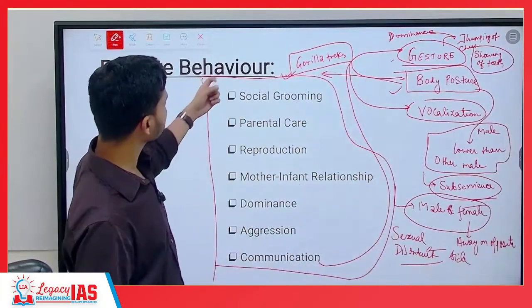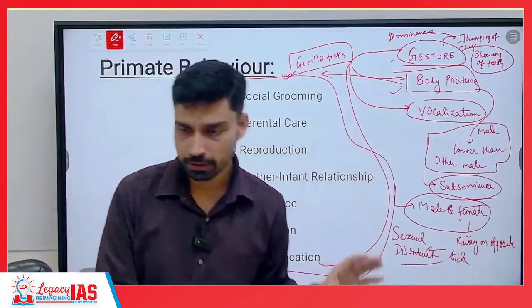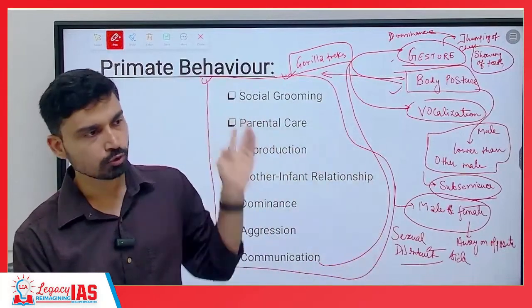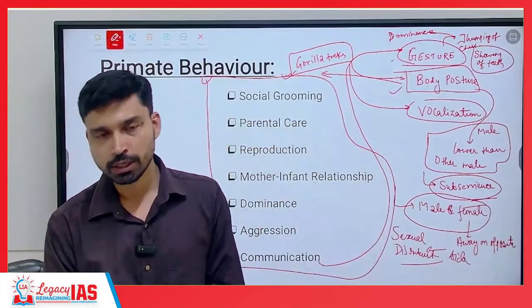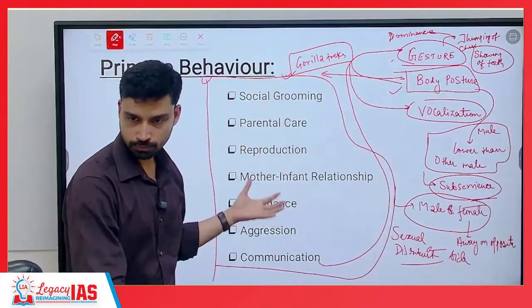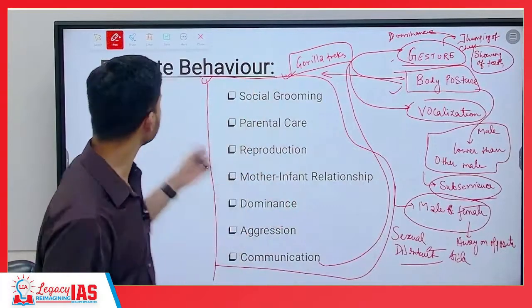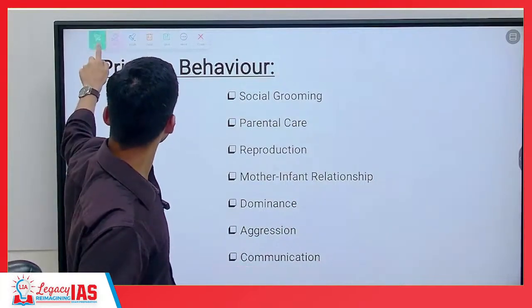Next week I will share the document with you where the behavior of all the 4 primates is given separately. The 4 that we talked about: gibbons, orangutans, chimpanzees, and gorillas. That is not required for examination as much, but it will help you understand in a better way. In examination I largely talk about common points, but for better understanding, you can read those documents. That is the primate behavior.